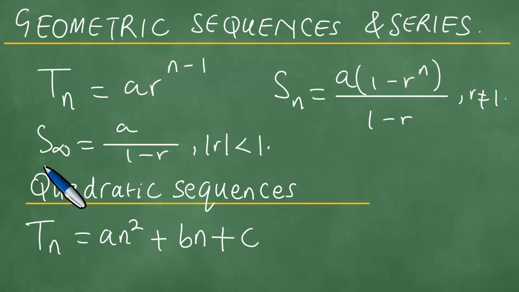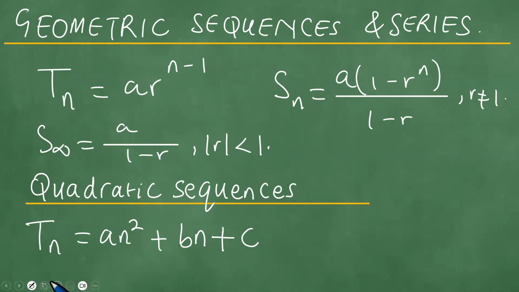We have the summation to infinity, which is a divided by 1 minus r, where the constant ratio has its modulus or its absolute value strictly smaller than 1. We also will be looking at what we call the quadratic sequences. And the general term for quadratic sequences is Tn equals an squared plus bn plus c. Okay, these are the formulas that we shall focus on when we study geometric sequences and series in conjunction with what we call the quadratic sequences and series.